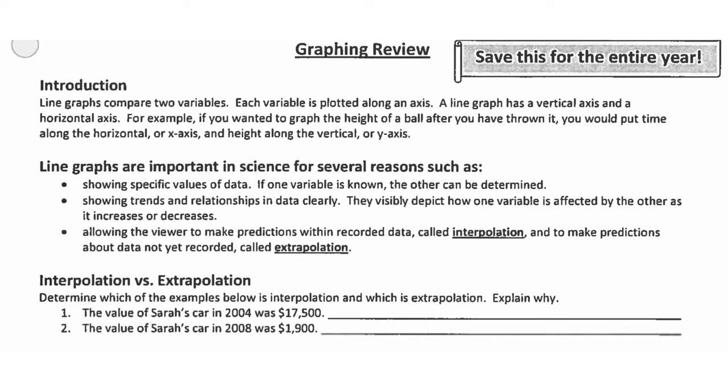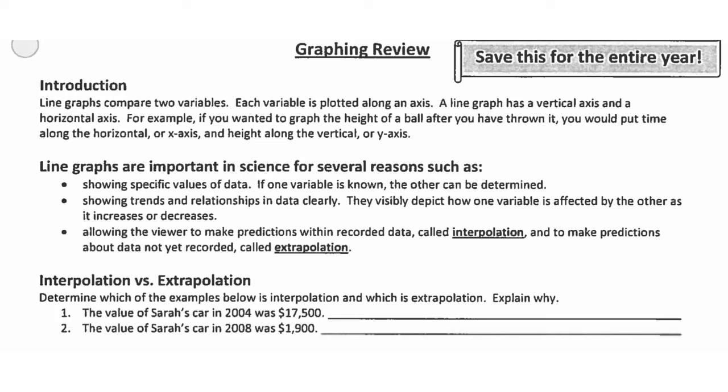So a lot of the stuff we're going to be looking at in the graphing ties directly with math and science, what we've been learning in math and how it correlates to what you've learned in science already this year. So obviously we know that line graphs compare two variables and each variable is plotted on an axis. A line graph has a vertical and a horizontal axis. Our horizontal is the x-axis and our vertical is our y-axis. So that's the introductory section.